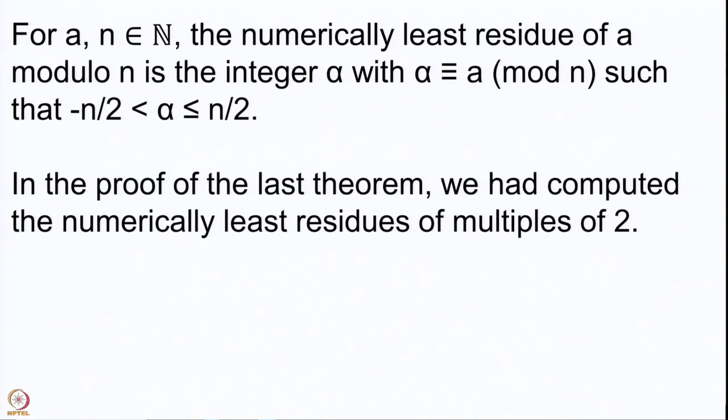And now when I look at the odd prime p and I want to compute the Legendre symbol (a/p), then I should be looking at multiples of a. But here is to remind you that when we did the proof of the last theorem where we computed the Legendre symbol (2/p), then we were looking at multiples of 2 and looking at the numerically least residues of them.